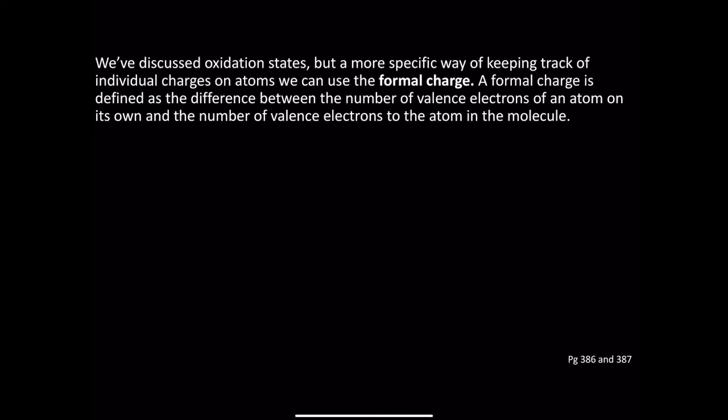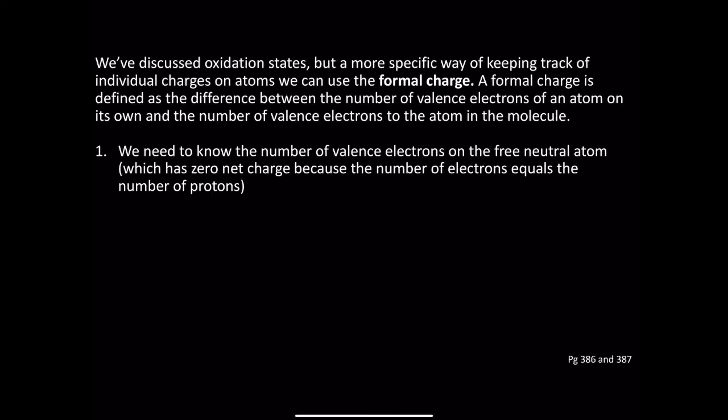We've also discussed oxidation states a little bit, a long time ago, back in first semester. But a more specific way of keeping track of individual charges on atoms is formal charge. This is the difference between the number of valence electrons of an atom on its own, as you might see it on the periodic table, and the number of valence electrons assigned to the atom in the molecule. So here are a couple of things to note.